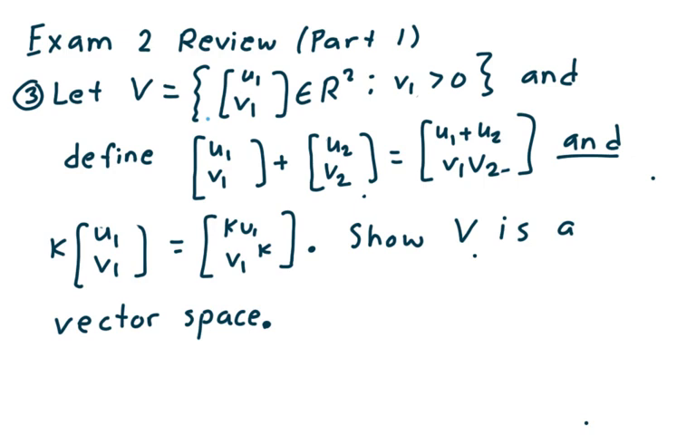And when we look at scalar multiplication, we're going to take k times the column vector (u1, v1), and that's going to equal (ku1, v1 to the k). And we want to show V is a vector space with those given operations.